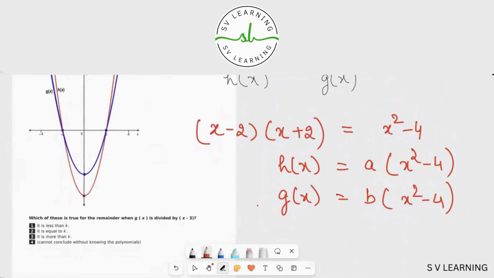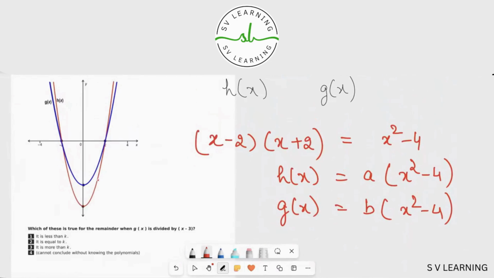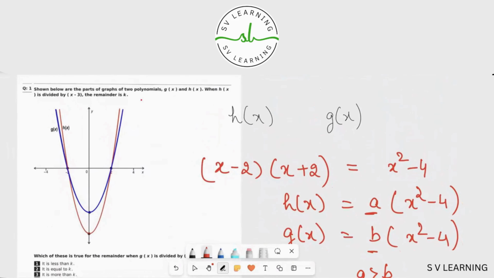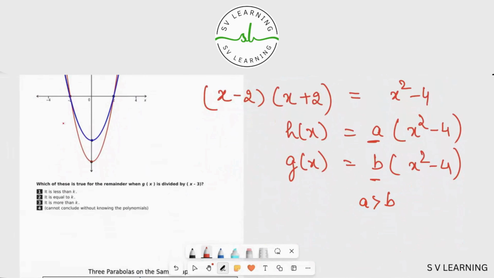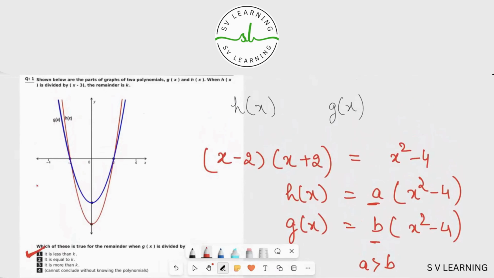So now going back to the question. h(x) is steeper. That means h(x) is going to yield a bigger remainder, so basically the value of a would have been more. The question says that when h(x) is divided by x minus 3, it leaves a remainder k. So if h(x) is leaving the remainder k, that means g(x) is leaving a lesser remainder than that left by h(x). So we will say that it will be less than k, option 1. I hope it is clear. Thank you so much, children.